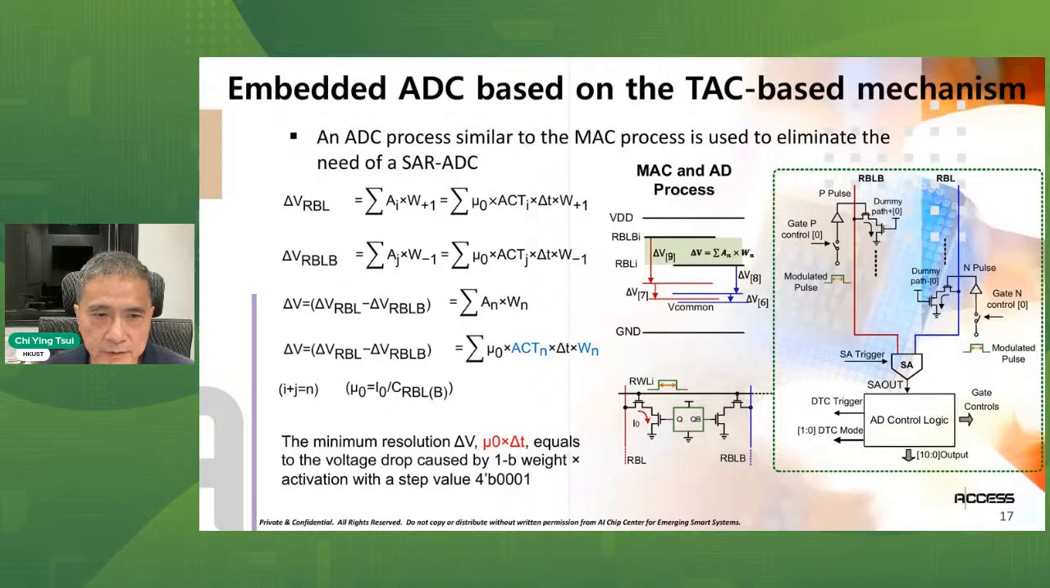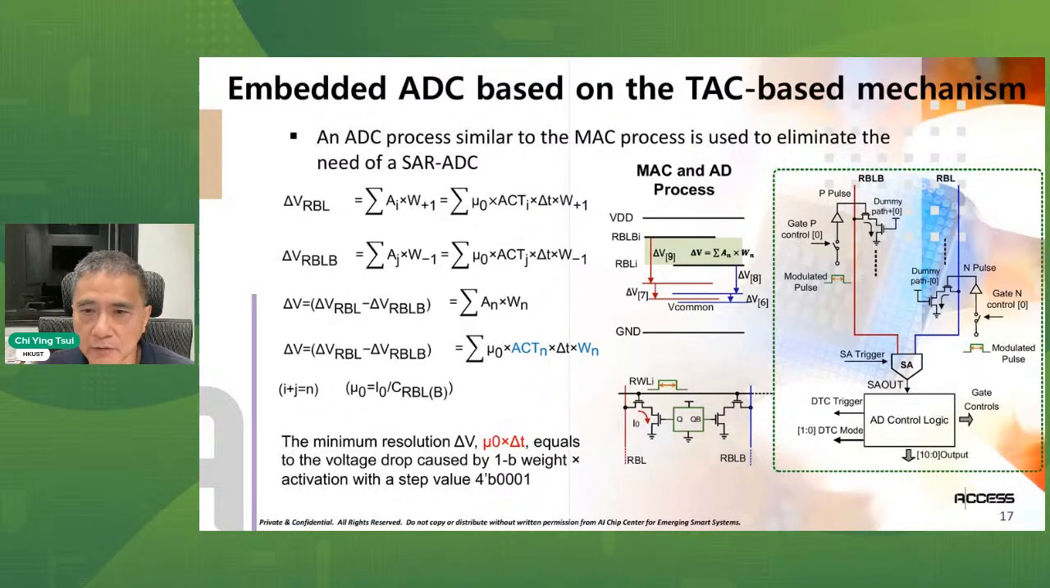The formula here is that the weight is either +1 or -1. When it's +1, we discharge the bit line. When the weight is -1, we discharge the bit line bar. Therefore, we have these two voltage values on the bit line and bit line bar at the end of the MAC mechanism. We can see that the difference between the two is equal to the summation of the input activation times the weight.